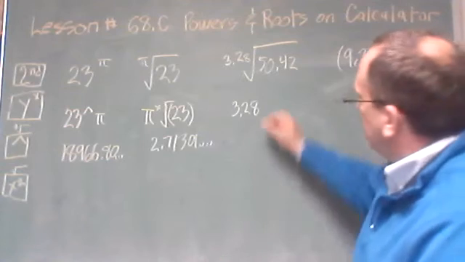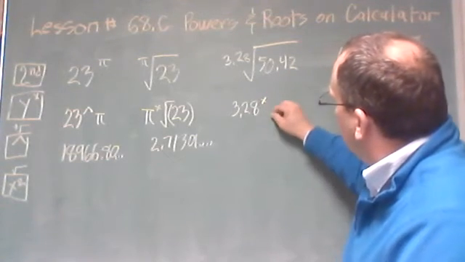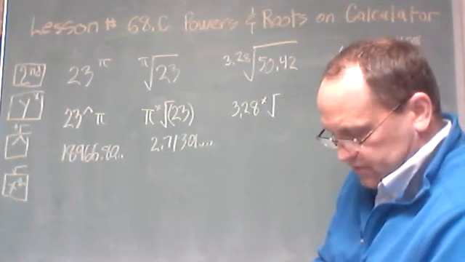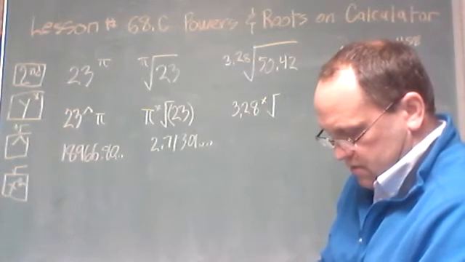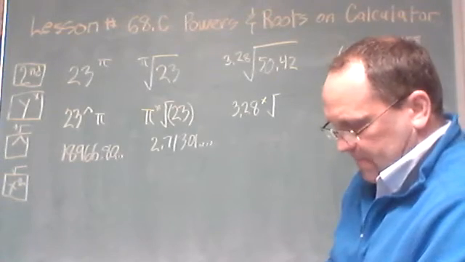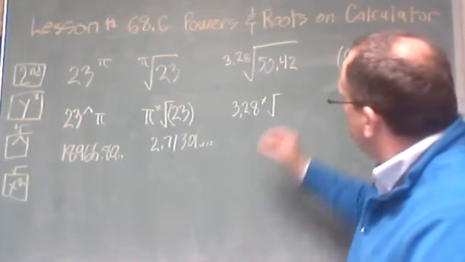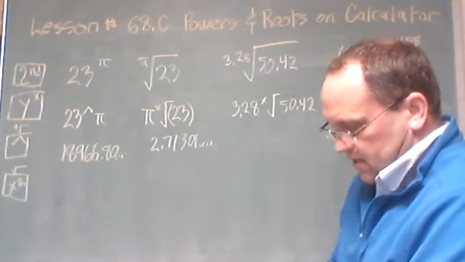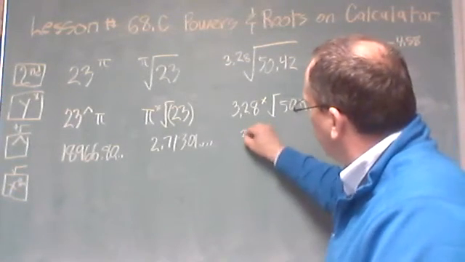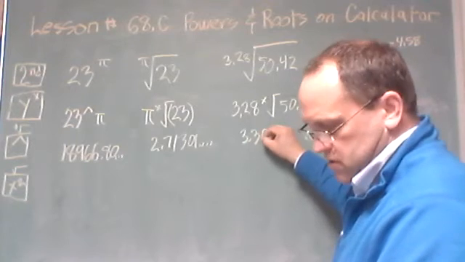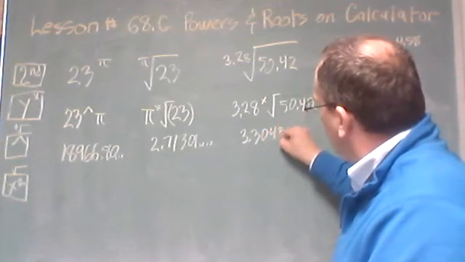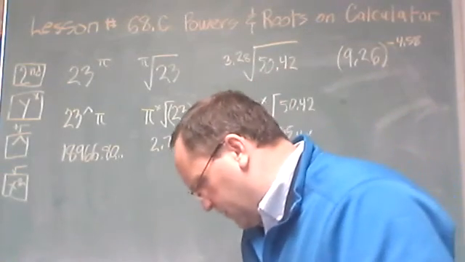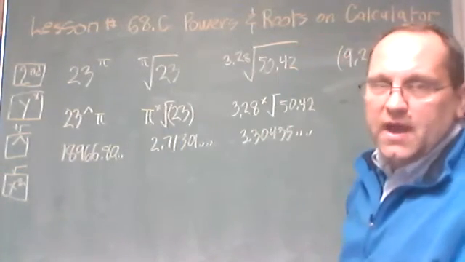Okay, what does it give me? It gives me an X up here and a square root symbol. I'm going to type in the number under the square root symbol, 50.42. I'm going to hit equals. I get 3.30435, yada, yada, yada. Okay, on down the line. Let's check it with the book's answer, and that's what the book has as well.